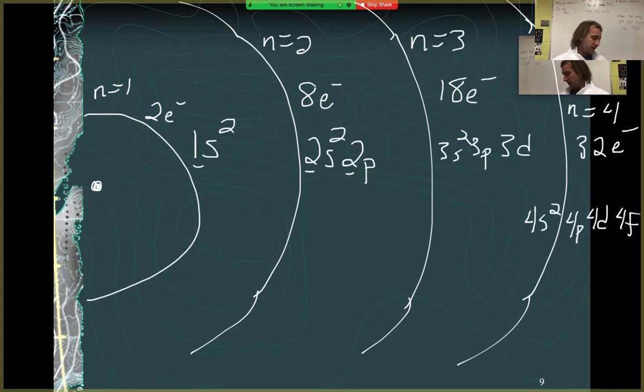Our p's can hold 6, and that makes sense. In the second energy level, we can have 8 total electrons. 2 of them are in the s, 6 of them are in the p. So p's hold 6. D's then, okay, I got 2 and 6 is 8. That means our D's must hold 10 electrons. And let me zoom in, see if I can get it in there. Our F's hold, oh, couldn't do it. Sorry. Our F's hold 14 total electrons. Cool.